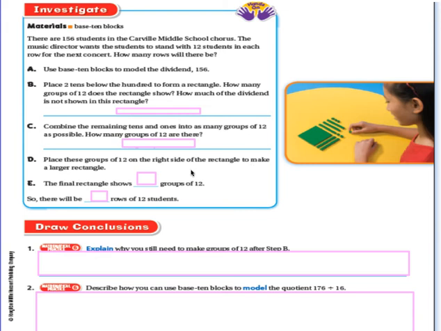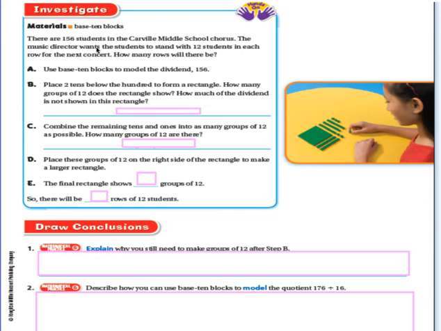So let's look at our first problem. Oh, first, before we start, I'm sorry, you need to go through the base 10 blocks and get them out. You need at least 1 hundred, 10 tens, and 10 ones out. Okay, so let's look at our story problem.